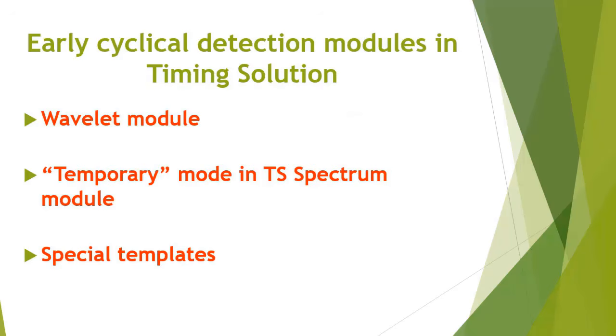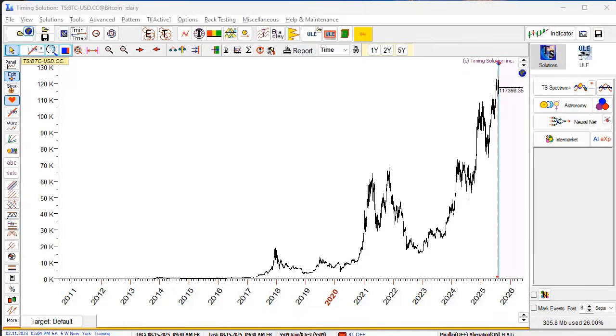So now we will work with cycles using the early detection system modules in Time Solution. We have 3 major modules. Firstly, of course, this is the wavelet module. This is the major model. Second, we apply the temporary mode in the Time Solution spectrum module, and there are 2 special templates to work with early swing cycles. I will show you now step by step how to use these modules in Time Solution.